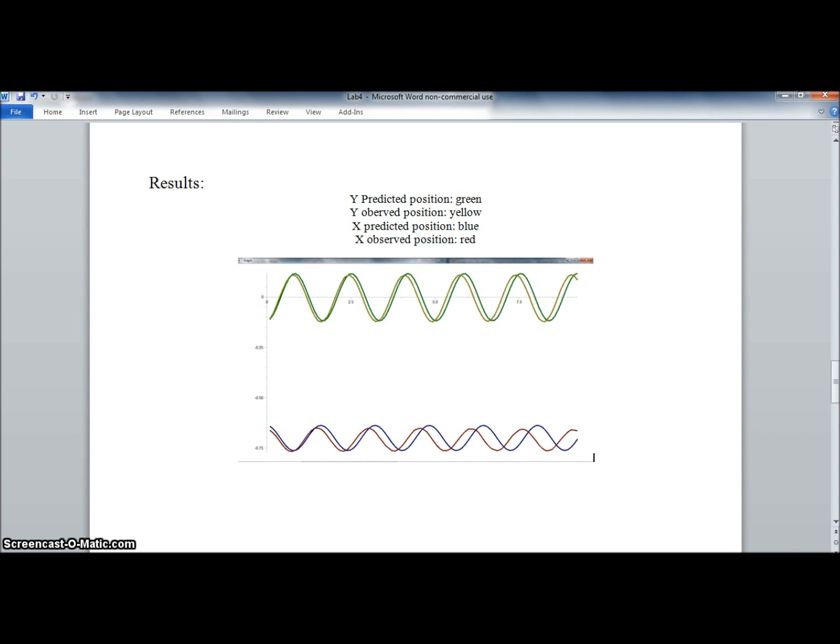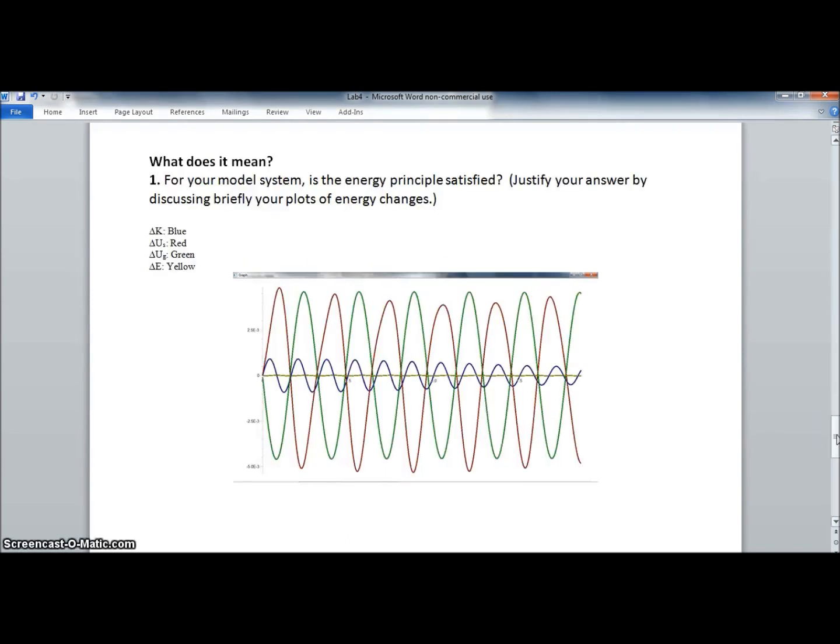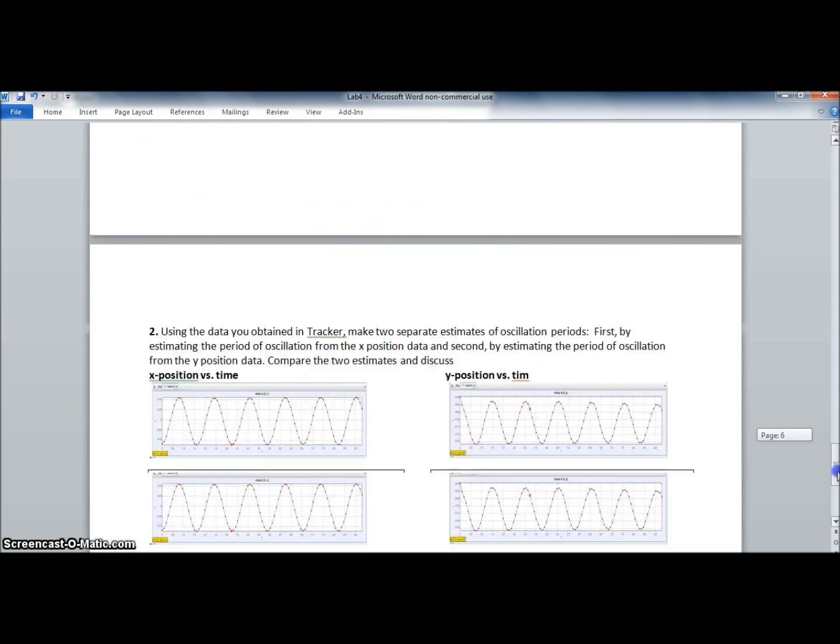Dissipative forces are forces that reduce energy and do not return it into the system, and include forces like air resistance. In our graph of the energy, the yellow line represents the change in total energy. This line is shown overlaying 0, allowing us to conclude that the change in total energy is equal to 0 and satisfying the energy principle. It also shows no significant interactions with the surroundings.